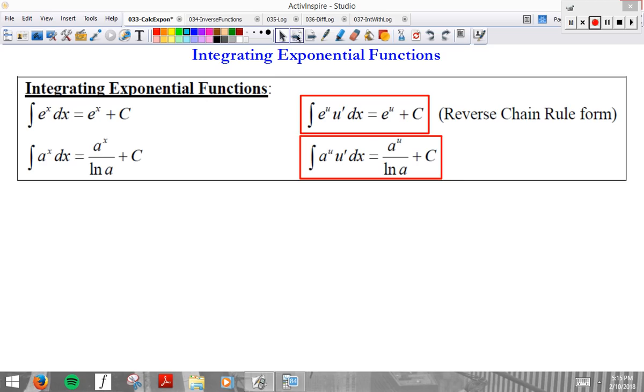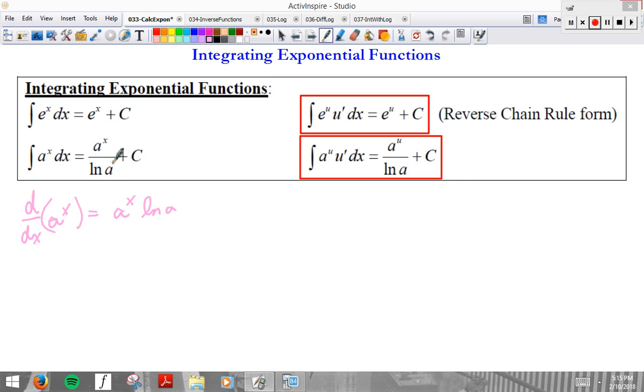Because the derivative of a to the x had that weird hook on natural log a, we sort of have to divide by it when we go backwards. Okay? We'll just always remember to divide by natural log a when we're going backwards.